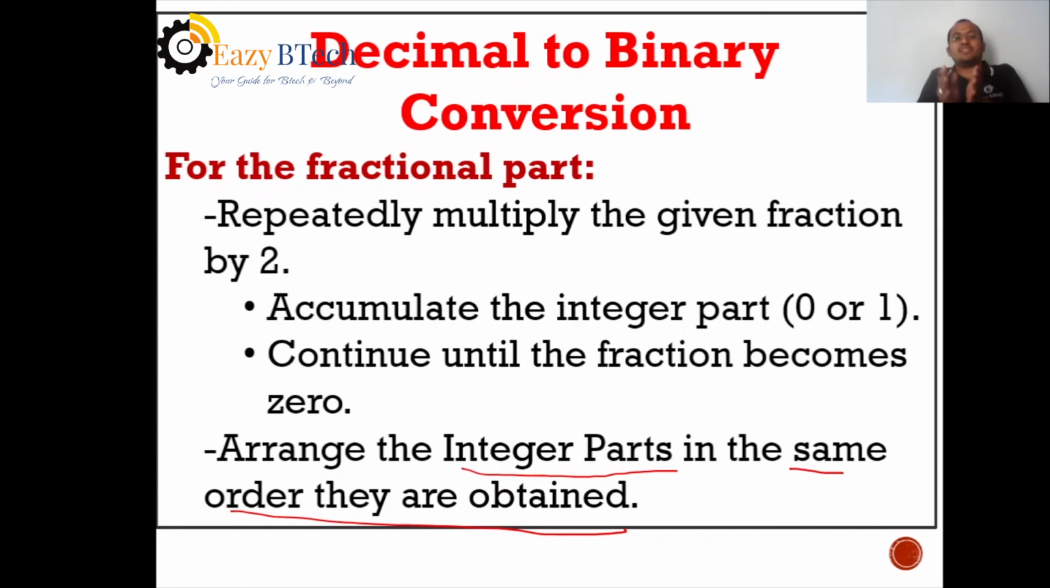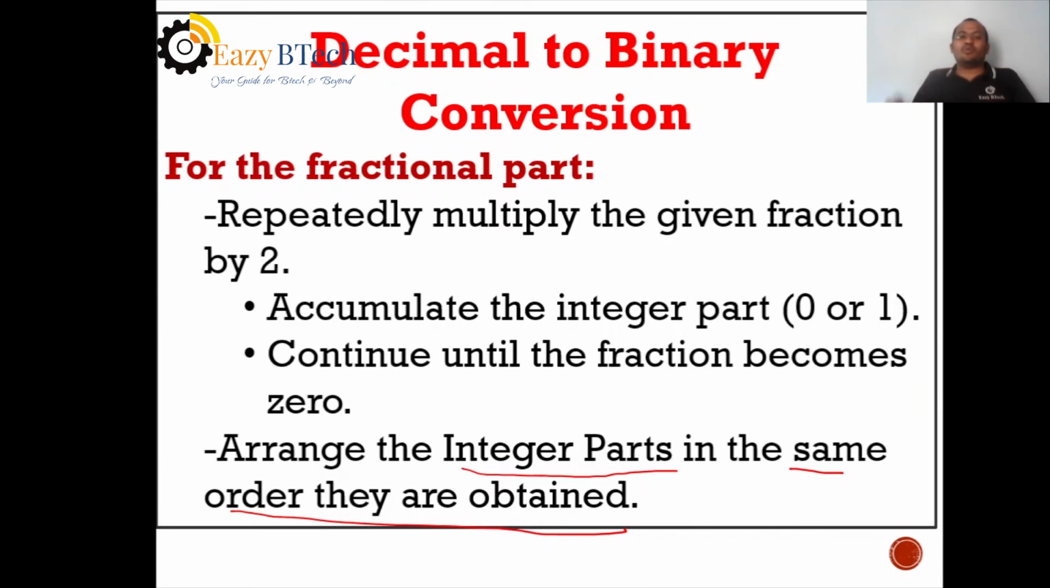So there are two differences. For the integer part, we divide the given number and whatever remainders we get, we write in the reverse order. Whereas for the fractional part, we multiply the given fraction repeatedly by 2 and accumulate the integer parts in the same order. So these are the two procedures that we have to follow for the integer part as well as the fractional part.